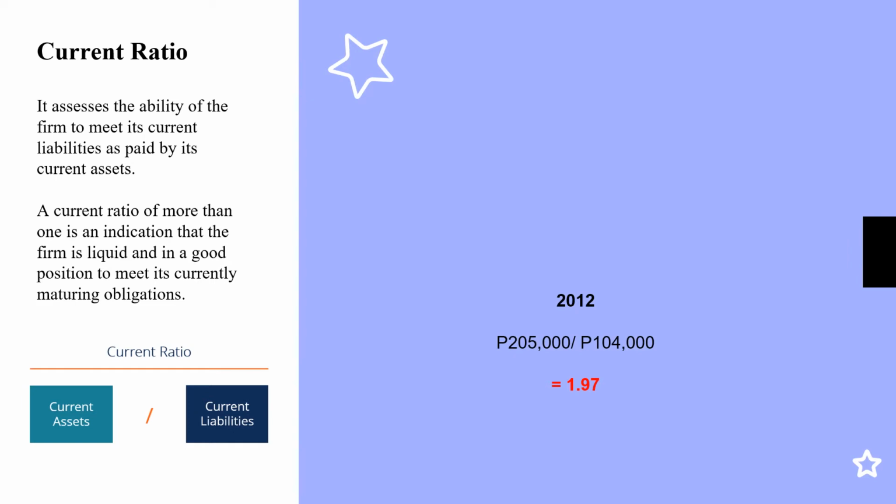For 2012, 205,000 divided by 104,000, we get 1.97. So, we can express it as a ratio: 1.97 is to 1. Okay? For 2013, 220,000 divided by 105,000, we yield 2.10. Then for 2014, 245,000 divided by 110,800, we have 2.21.